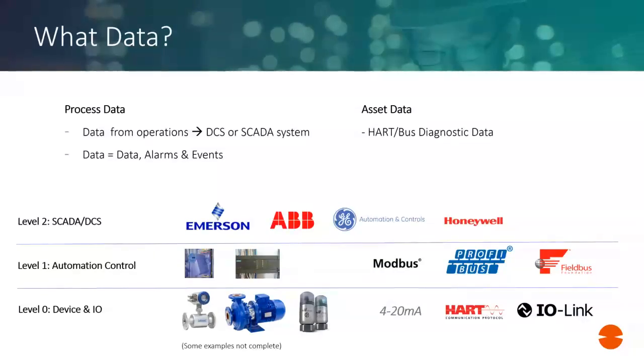Now, in addition to process data, HART and bus systems such as Fieldbus and Profibus also hold a lot of valuable data and diagnostic data about your actuators and instrumentation out in the field. Some, but not all of this data is used by your SCADA or DCS control systems to support operations.